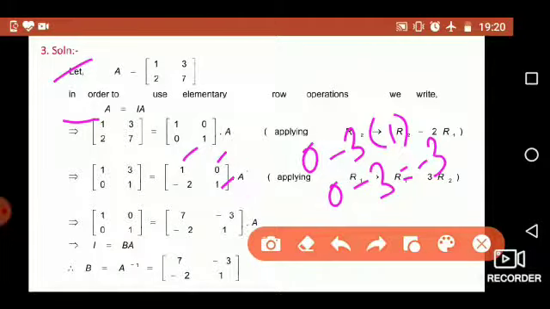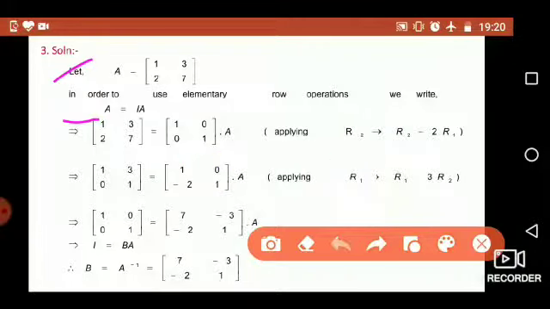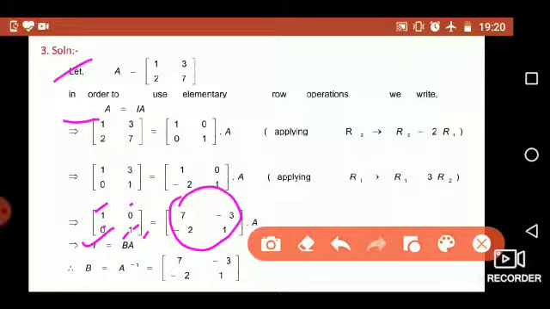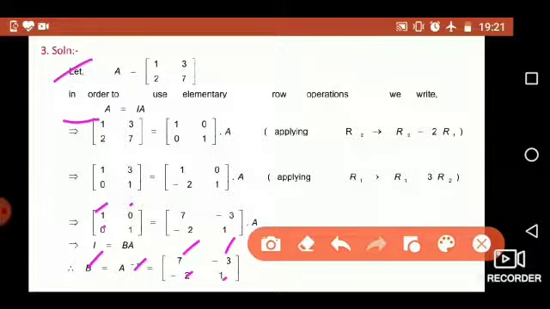Now, dear students, you can find that on the left hand side, we have the matrix 1, 0, 0, 1, and that matrix is called the identity matrix, denoted by I. And the remaining matrix on the right hand side is called the matrix B, into A. Therefore, we have proved that I is equal to BA. Therefore, the matrix B is called the inverse of A. Therefore, the inverse elements in this matrix are 7, minus 3, minus 2, 1.